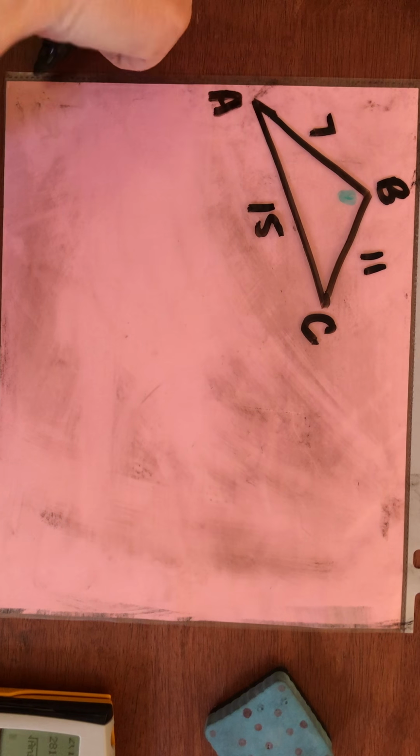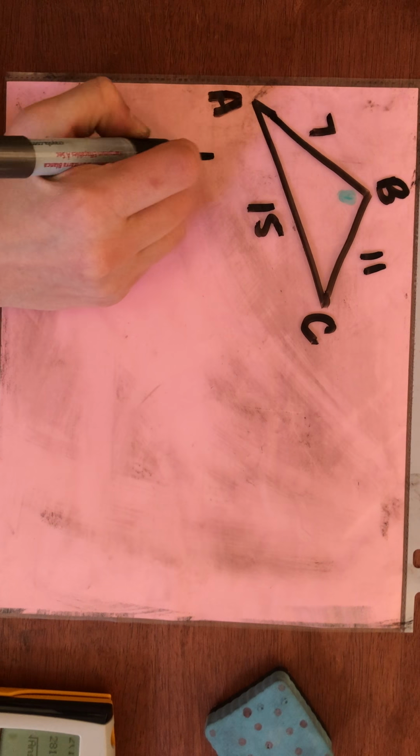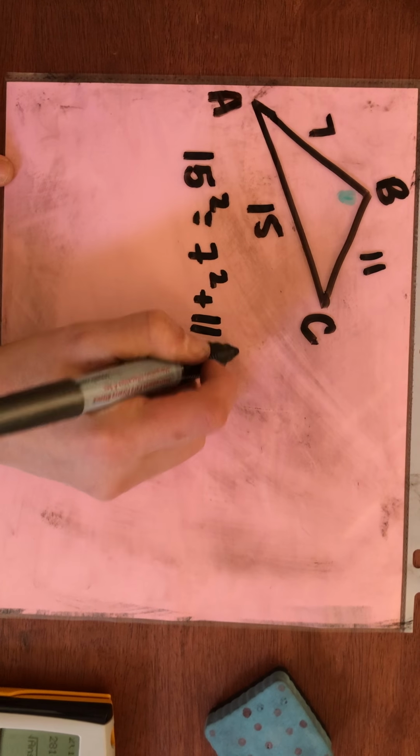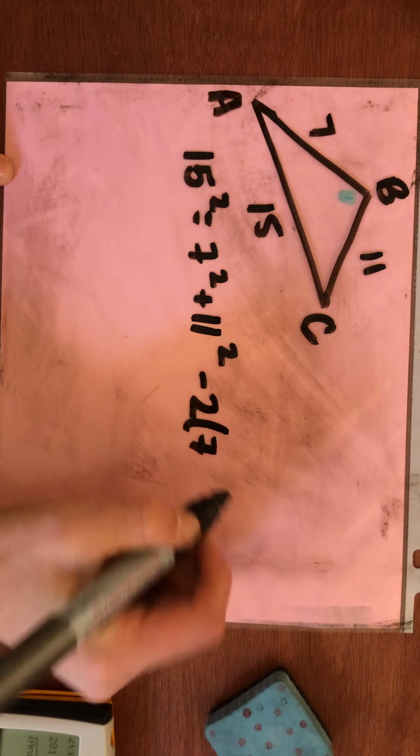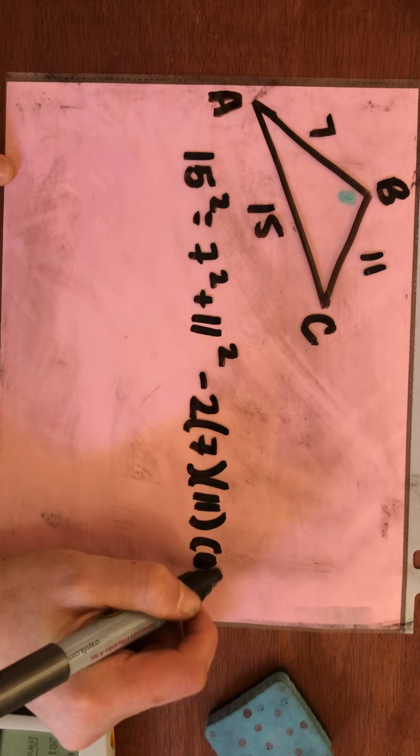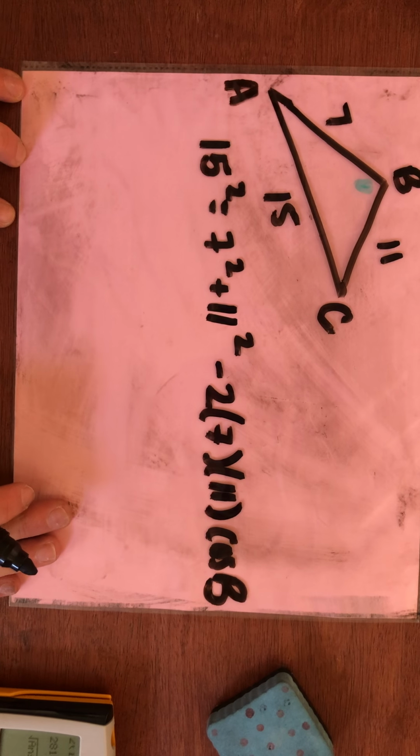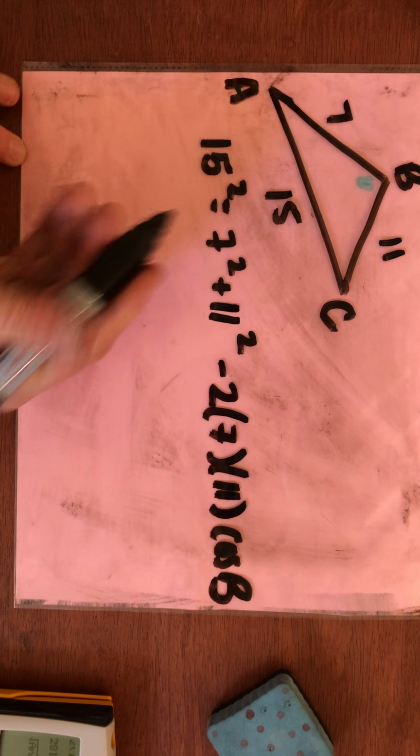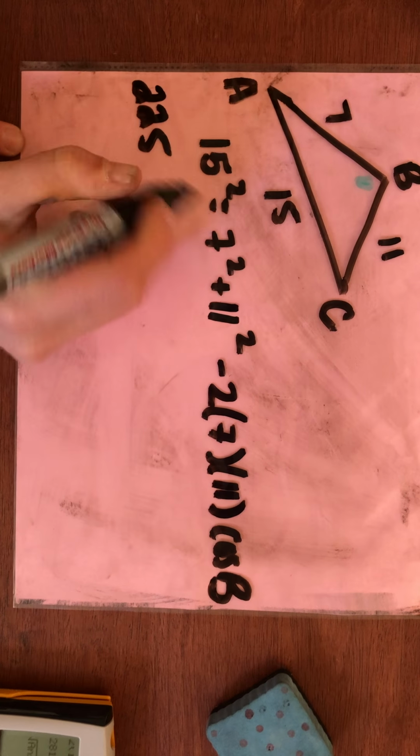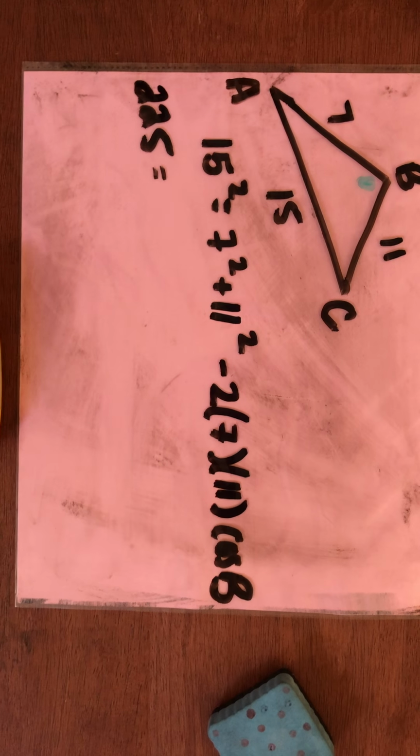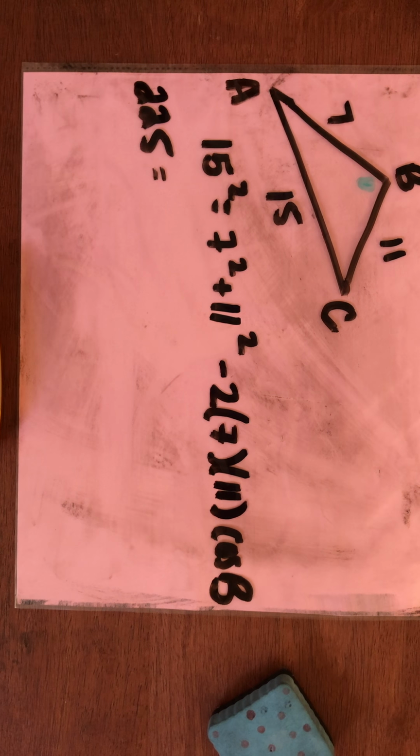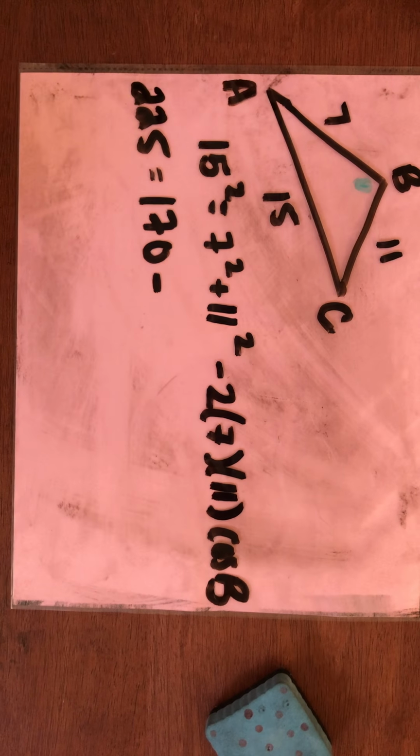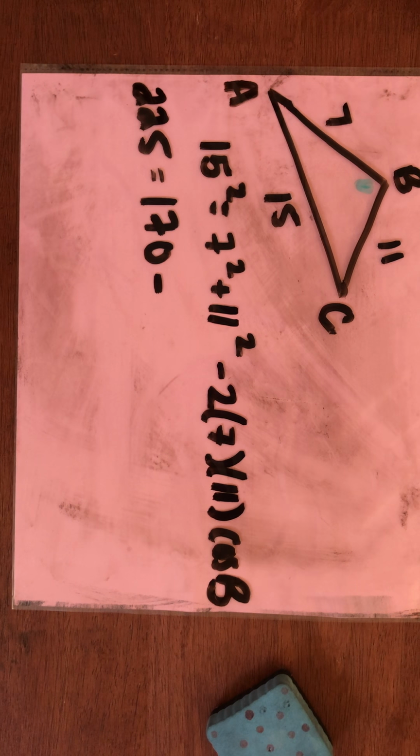So that's going to be our outside number. So we know that 15 squared equals 7 squared plus 11 squared minus 2 times 7 times 11 cosine angle B. We want to find angle B, so we put the matching side length on the outside. Now I'm just going to simplify. Well, that's 225. 7 squared plus 11 squared is 49 plus 121. It's 170. Minus 2 times 7 times 11.